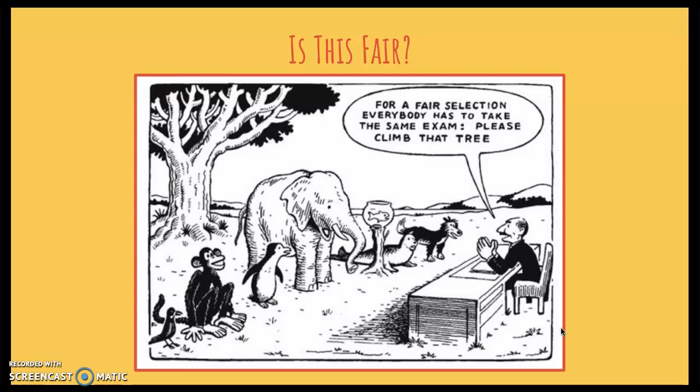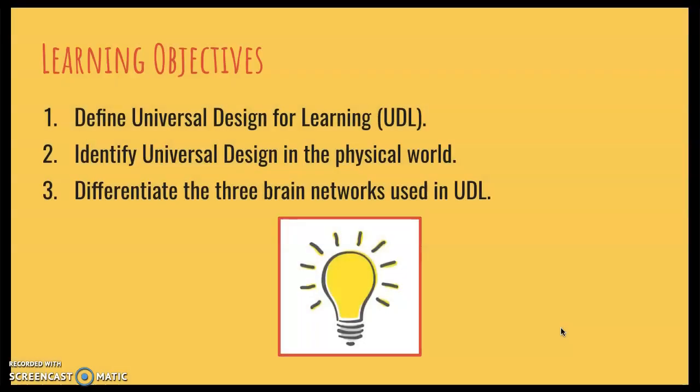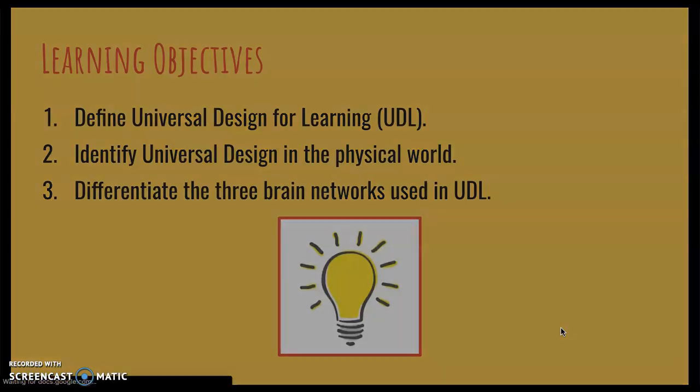So think about it this way in terms of our differentiation on what we do and how we can continually try to improve what we're doing to reach our students on many different levels in terms of delivery, engagement, and representation. So the 3 learning objectives for this presentation are to define what is UDL, identify universal design in the physical world, and then differentiate between the brain networks and UDL.